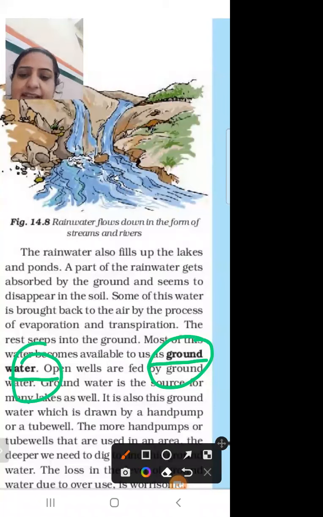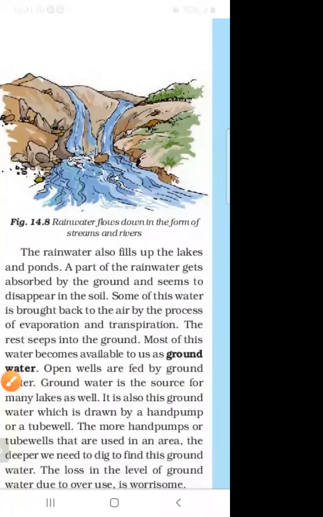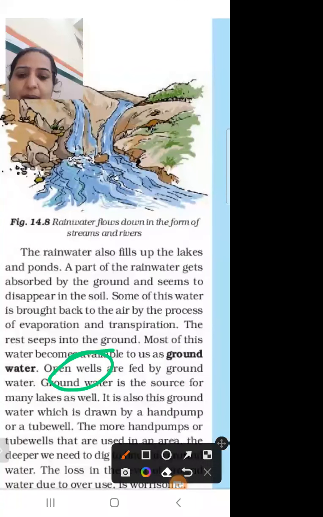As we know, wells are fed by the groundwater. So in the wells there is groundwater. जो हम कुएं से पानी निकालते हैं वो कहाँ से आता है पानी? ग्राउंड वाटर से. So what is the groundwater?